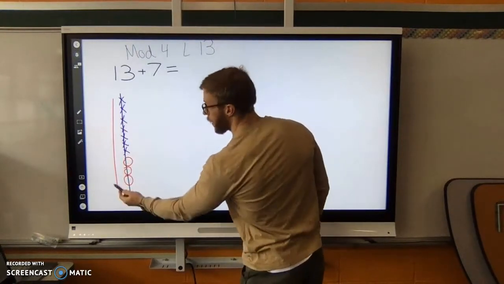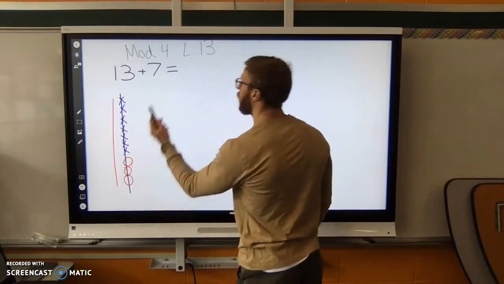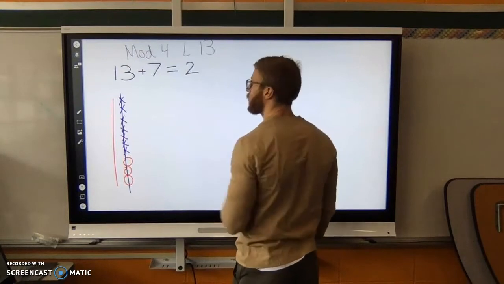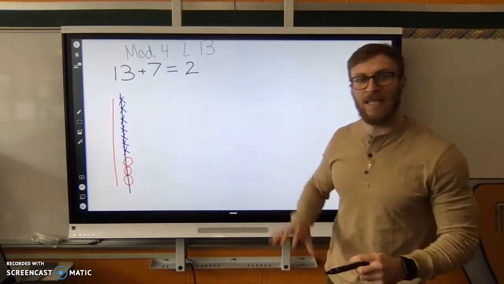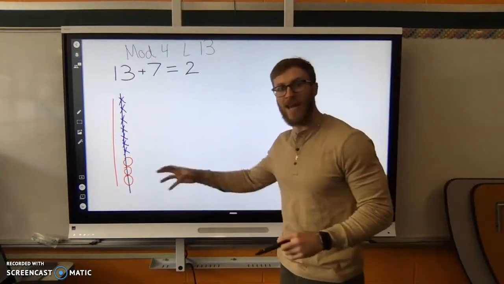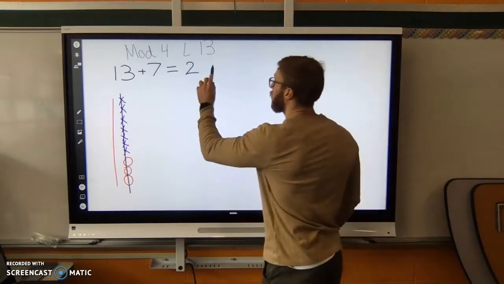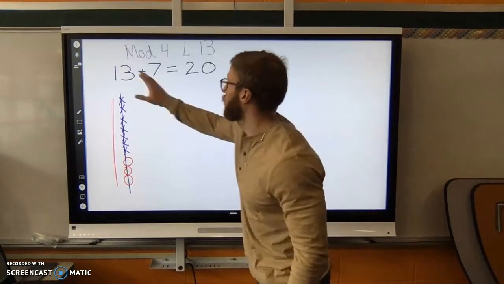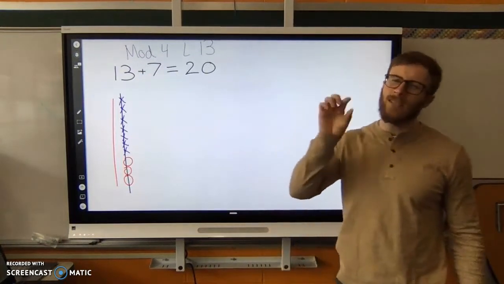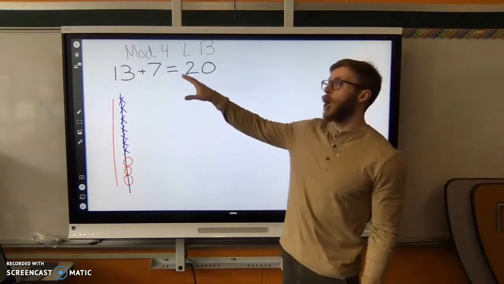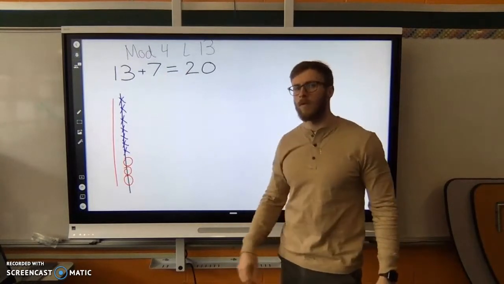I have 1, 2. Okay, so now I have 2 tens. Do I have any leftover ones now? Or any extra ones? I do not. So I have 0 ones. So that must mean 13 plus 7 equals 20. That seems a little bit more right, because 20 isn't a huge number compared to 2 smaller numbers that are being added together.